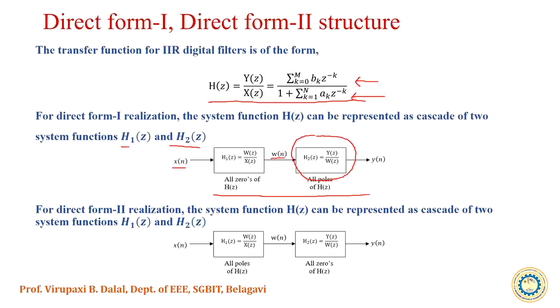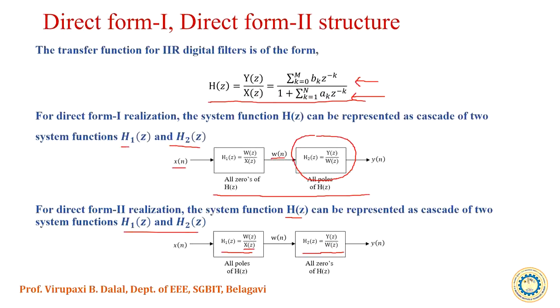Similarly, in direct form 2 realization, again the transfer function H(z) is split into H1(z) and H2(z), such that here we will consider H1(z) as poles of H(z) and H2(z) as zeros of H(z). For H1(z), the input is x(n) and the output is w(n). Therefore, the transfer function H1(z) can be represented as W(z) divided by X(z). So here H1(z) is equal to poles of H(z).